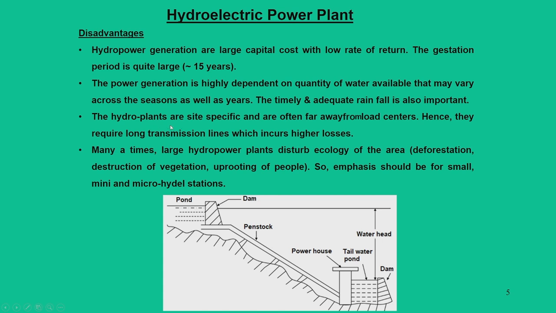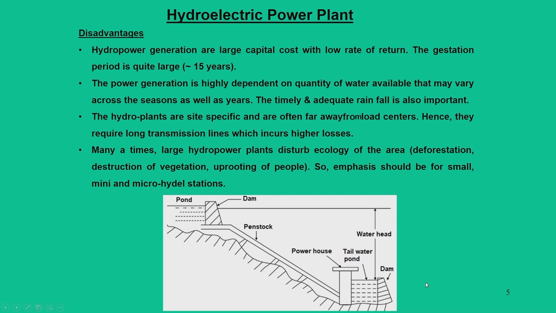And moreover, hydro power plants are site specific, and because of this they incur transmission losses, since somewhere there will be a grid available, but the hydro power plant has to be located in restricted sites. Many a time hydropower plants may disturb the ecology of the systems. So, emphasis is more given to small, mini or micro hydel power stations. Instead of thinking of large power stations, people nowadays think of mini or micro hydel power stations.